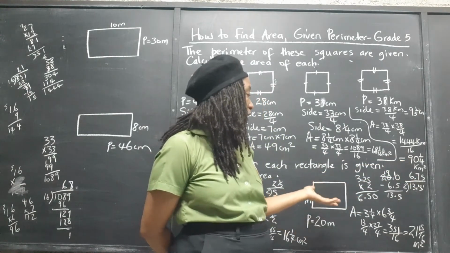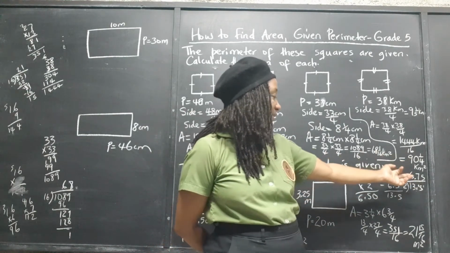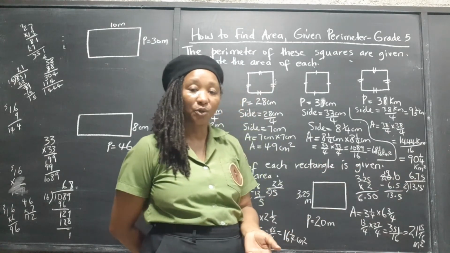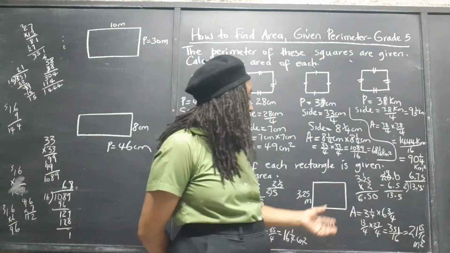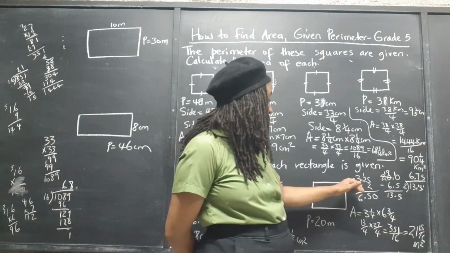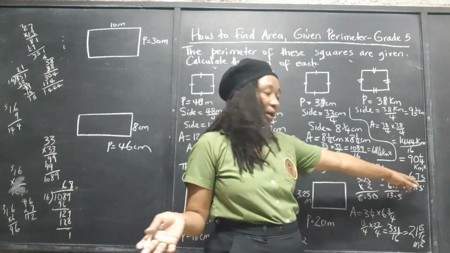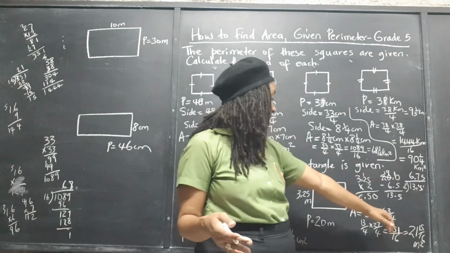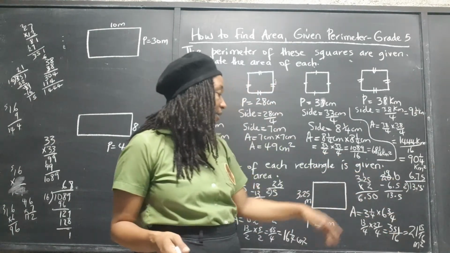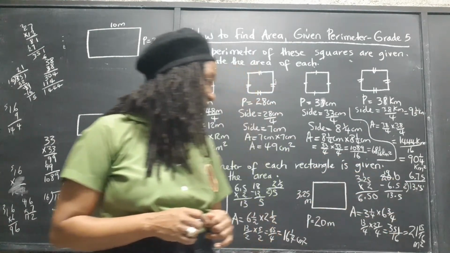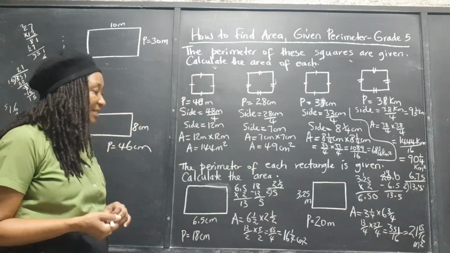6.75, we could have worked 3.25 times 6.75. I chose to work it as a fraction, so I wrote the 3.25. 0.25 is a quarter, so that's 3 1/4. 0.75 is 3/4, that's 6 3/4. And our answer is 21 and 15 over 16 meters squared.